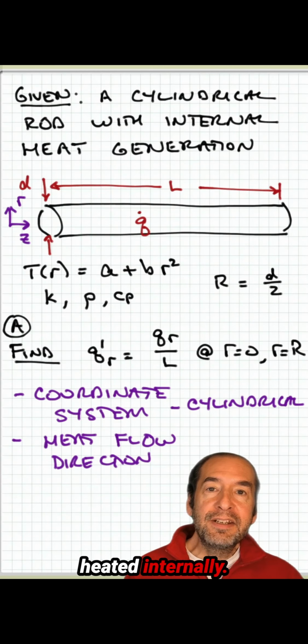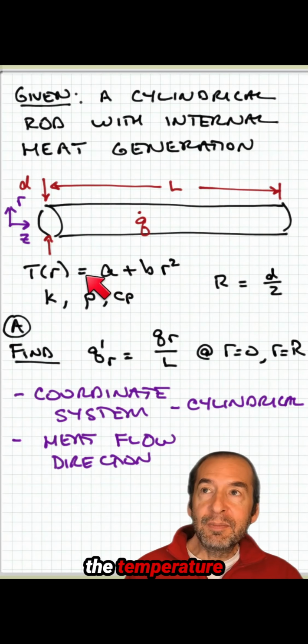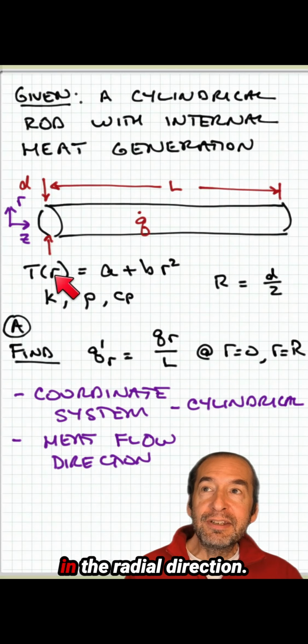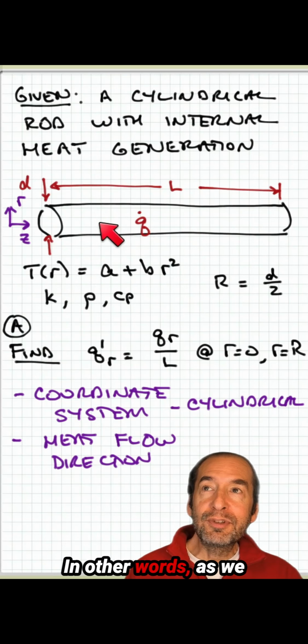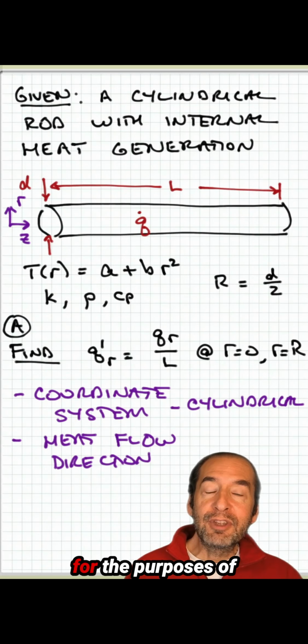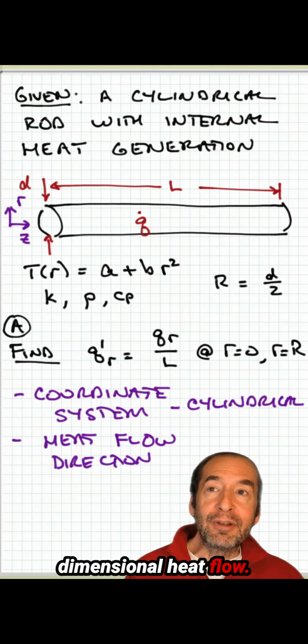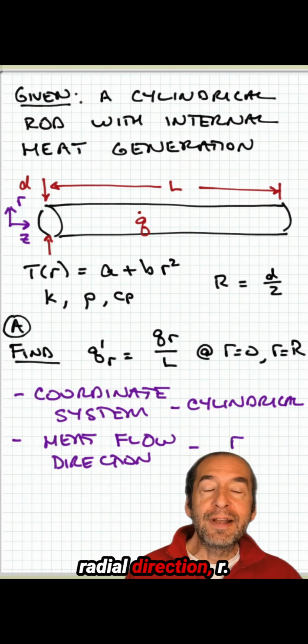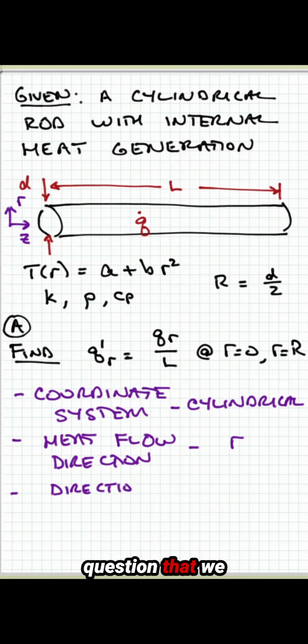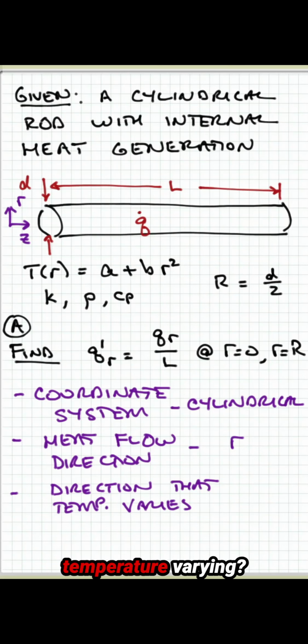Okay, this is being heated internally. That's one clue. Another clue is the temperature distribution that we're given. It shows temperature varying in the radial direction, in other words, as we go from the center line to the outer surface. The other clue is that for the purposes of this course, we're only looking at one-dimensional heat flow. So taking all those things together, it suggests that the heat is going to be flowing in the radial direction, r.